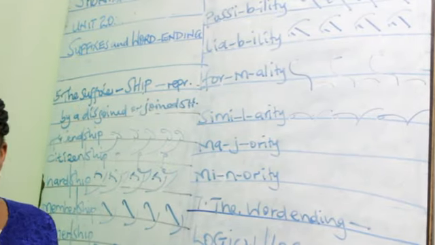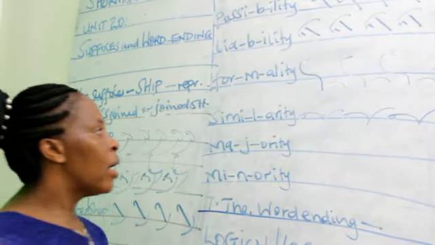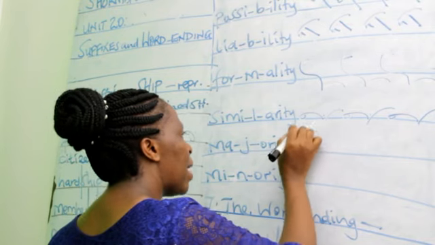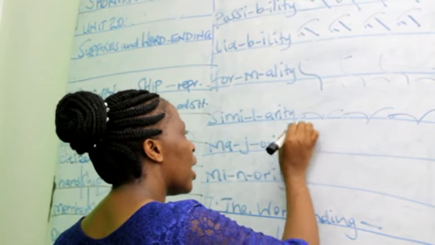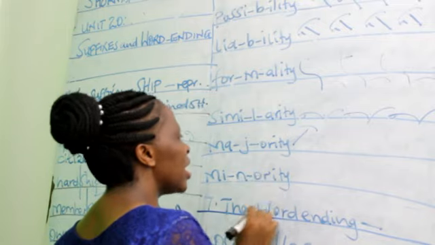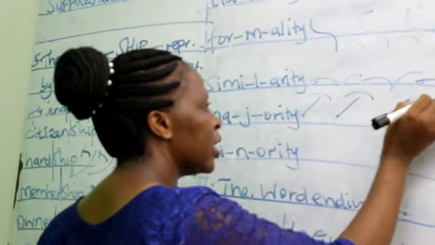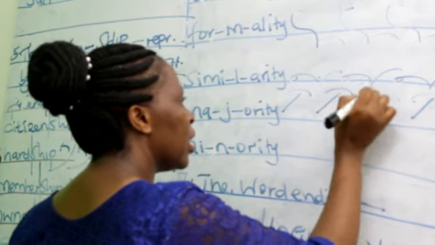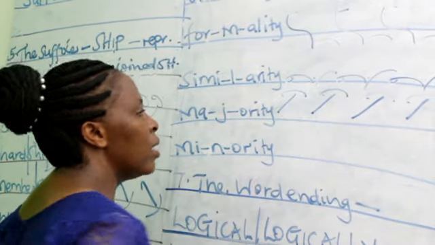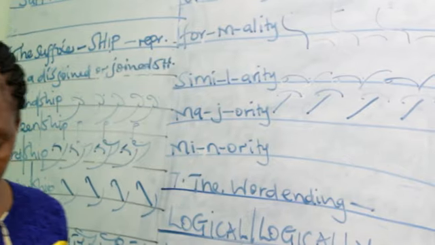Then we have the word majority. Majority is a stroke of M above the line because of short R, then represented by stroke of J. Majority. It's represented by a short R. That's why it's above the line.